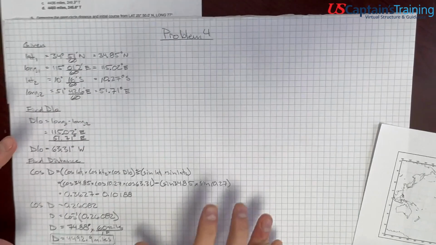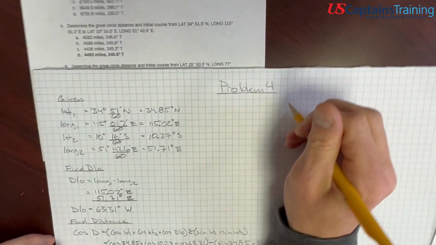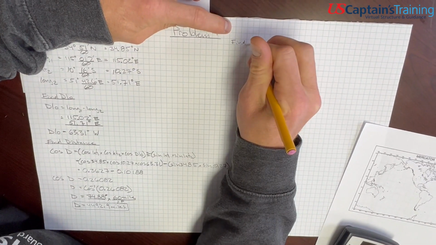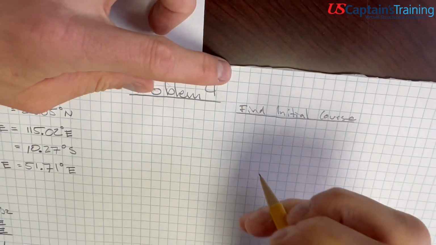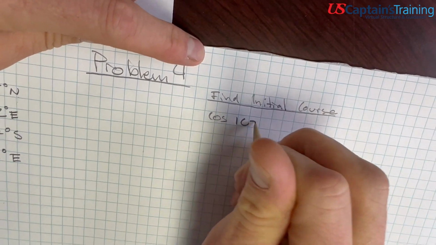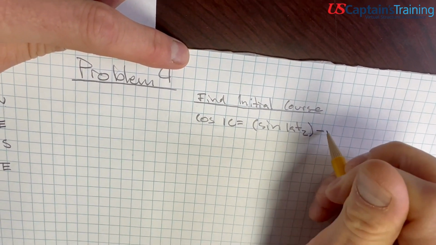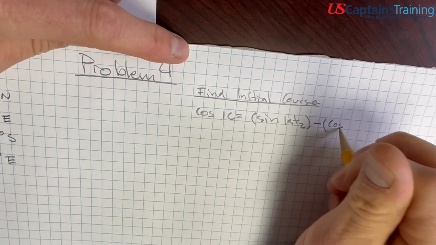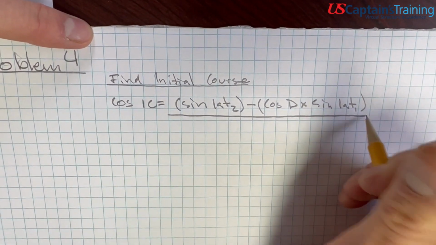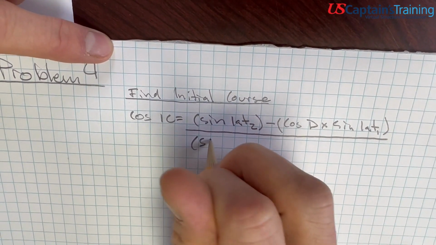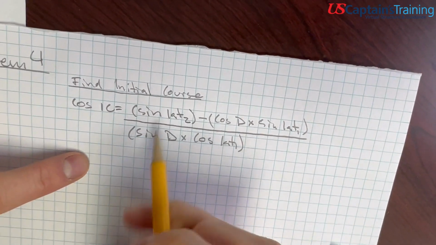When we find initial course, we're going to have to use a distance, and our distance must be in degrees. This will be our distance in this next step. So we're going to find initial course. That's what we're doing right here. And we're going to use a certain formula. And that formula is cosine initial course equals sine lat 2 minus cosine distance times sine lat 1, and this is all divided by sine distance times cosine lat 1.